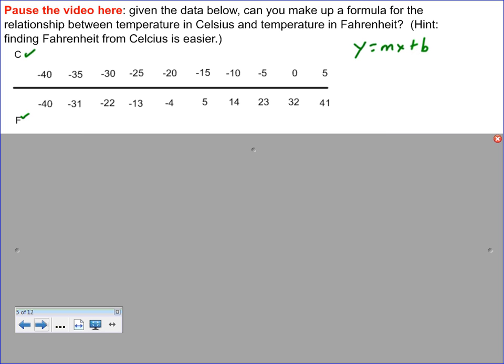The scale, this is the translation, so negative 40 Celsius is negative 40 Fahrenheit, negative 30 Celsius is negative 22 Fahrenheit, negative 10 Celsius is 14 Fahrenheit, and so on. So try to work out a relationship between the two. The reason we work out a relationship is so we can convert. So pause the video now, see if you can do that.